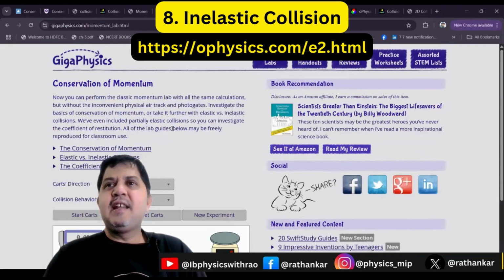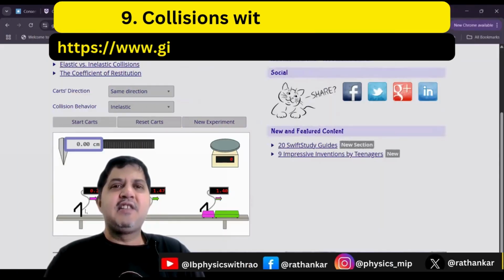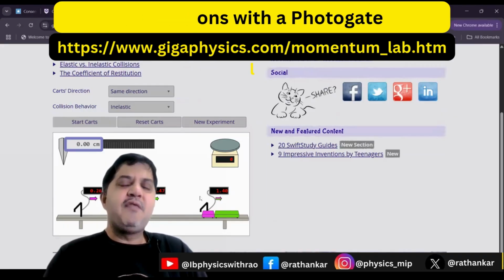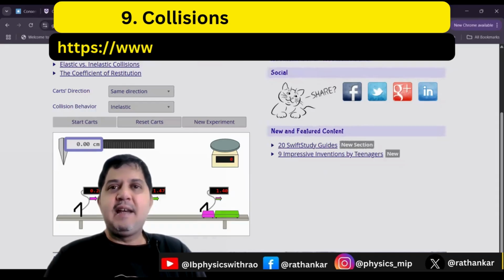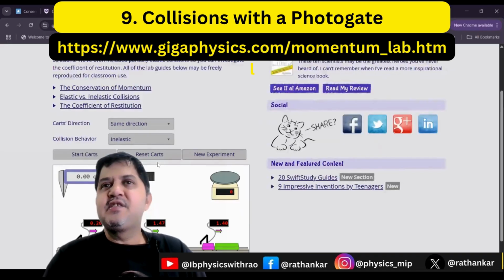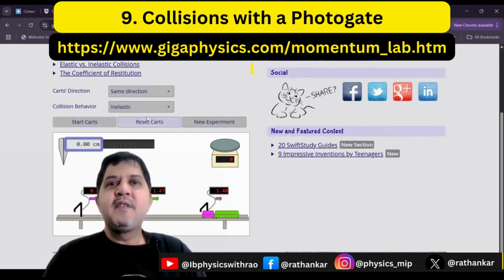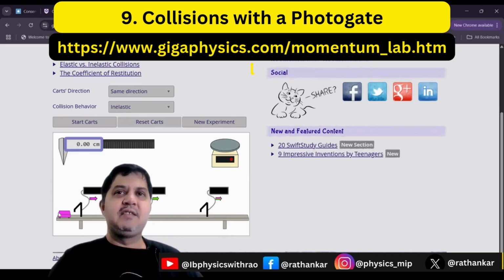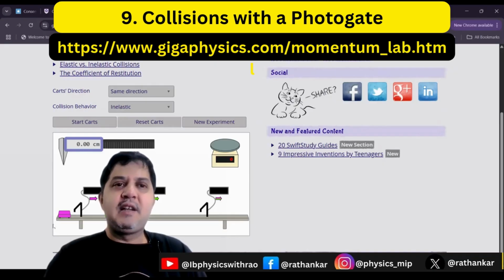So once again, this is about elastic and inelastic collisions. The difference here is that instead of using the animation, this gives you an idea that if you have photo gates in your lab, you can conduct the same experiment using the photo gates. Let me just reset this. One cart is here, the other cart is here. You can actually use something like a table wherein air is pumped through it, and as a result the cart is made to move across here. Let me start the carts.